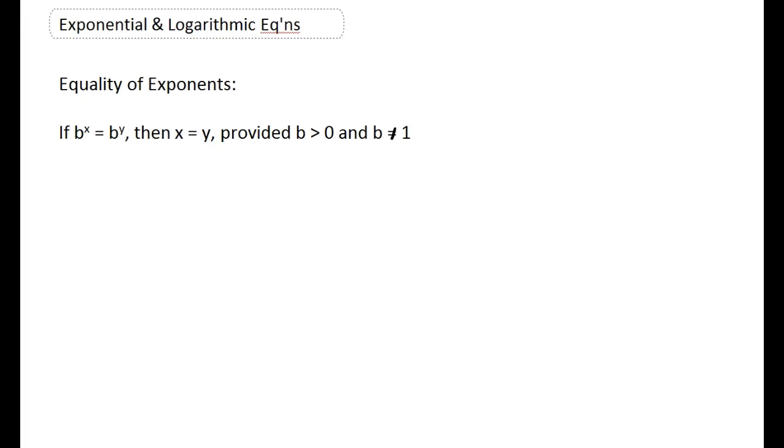Okay, in this screencast we're going to learn how to solve exponential and logarithmic equations, and here's the rule. If b to the x equals b to the y, then x equals y. So the goal, if you can do it, is to make these bases the same.